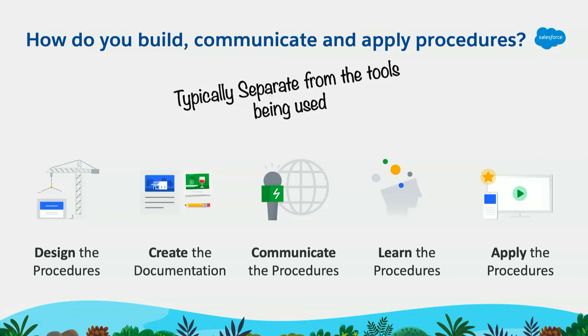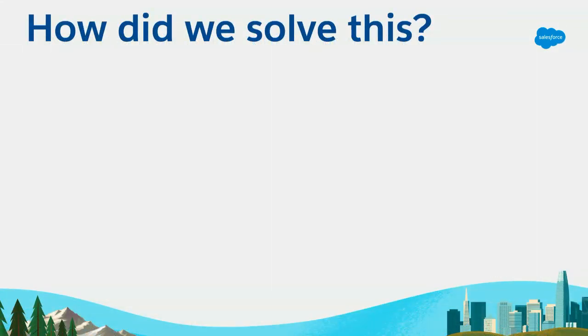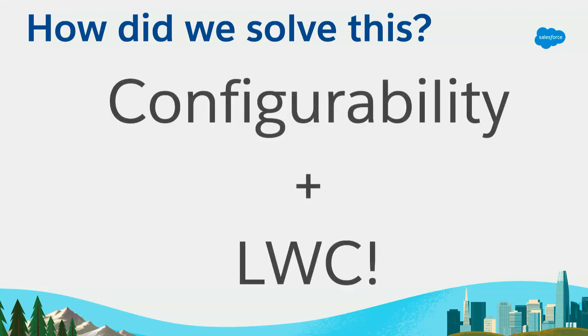It might be in a Google Doc or some other tool that's used in order to actually craft this material and communicate it to users. And we thought that this was a really disjointed experience and that we could do a little bit better. So how do we solve this? Well, from the last example, we used configurability in LWC. Guess what? We did it again. Configurability in LWC is how we accomplish this.